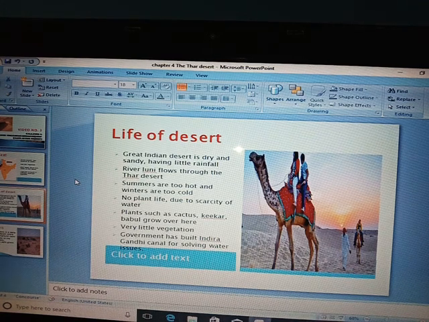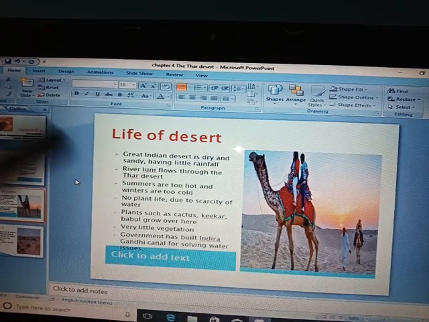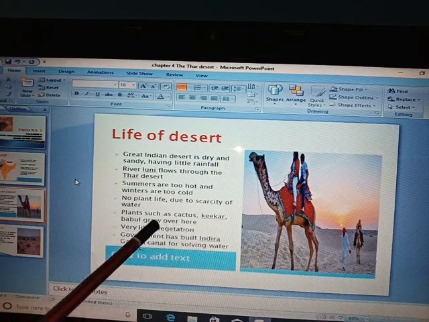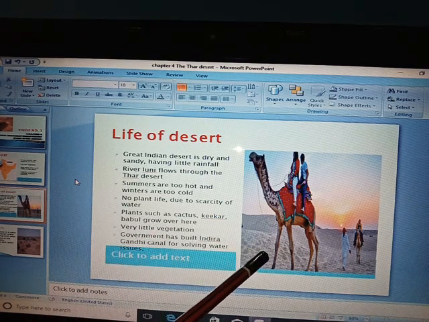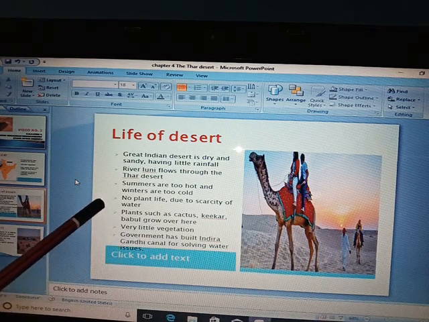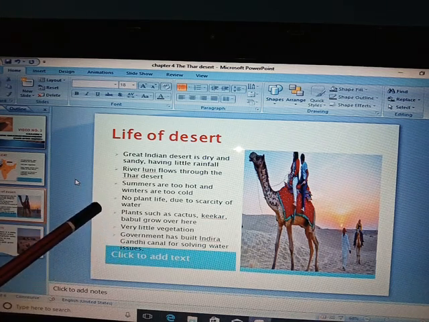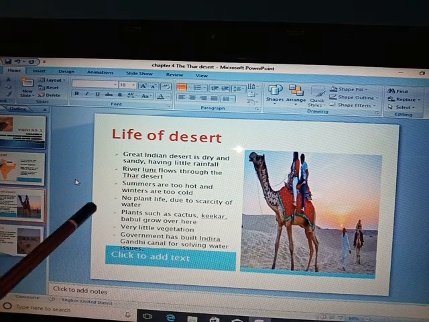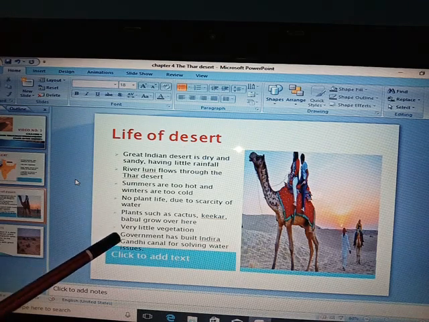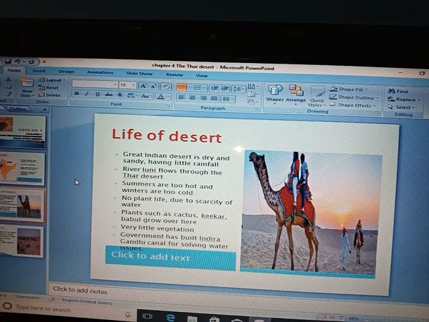So what are the plants which are growing over here? Very specific types of plants are growing here which do not need much water. That are cactus, as you can see here, cactus, kikar, and then babool. These are the plants which are growing in this desert area, as these types of plants do not need much amount of water. Very little vegetation also means crop plantation is very little. Only a very little amount of vegetation is possible in life of desert. And then what happens, government has issued a new plan.